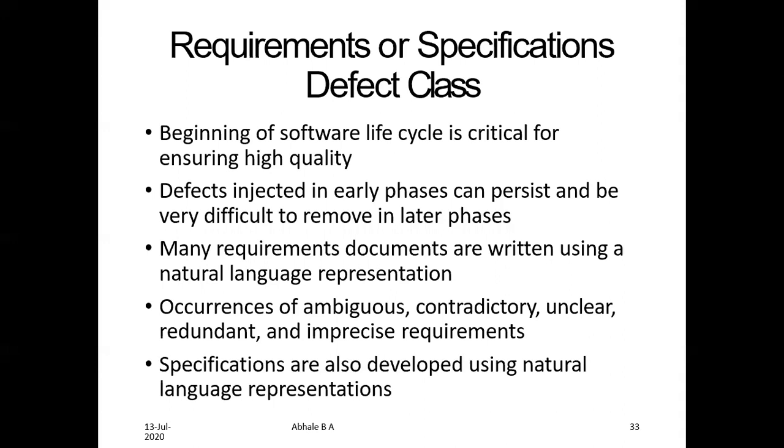So what happens in this requirement? I will explain you requirement or specification defect class. The beginning of the software life cycle is critical for ensuring high quality. In software engineering, you study software development life cycle: analysis, design, coding, testing, implementation. At the beginning of this software life cycle, we should ensure that we are providing a good quality software to the end user. Defects injected in the early phases can persist and be difficult to remove in later phases.